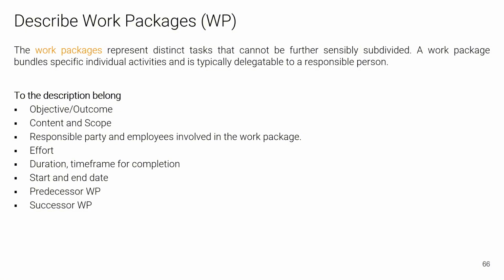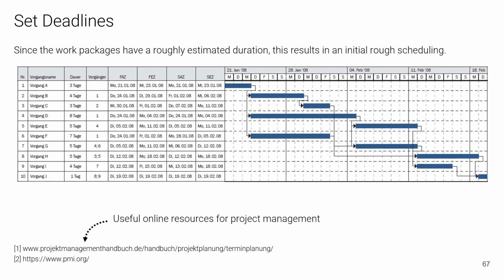Now we need to discuss how to describe these work packages. For each work package, the following elements are required: objective or outcome, content and scope, the responsible party and employees involved in the work package, effort, duration, time frame for completion, start and end date. Additionally, we can also include the predecessor and successor work package. There are now various tools available to us that allow us to arrange the work packages in a timeline. This results in an initial rough schedule for the project. Below are two websites that are very useful for this context. The first one is in German and the second one is in English.